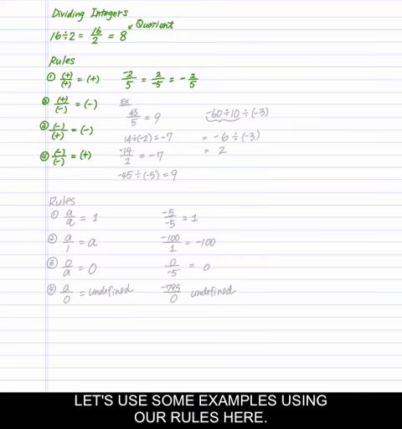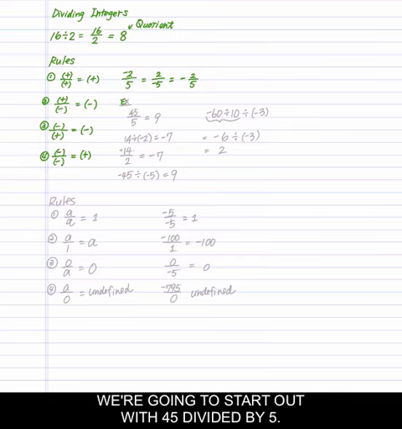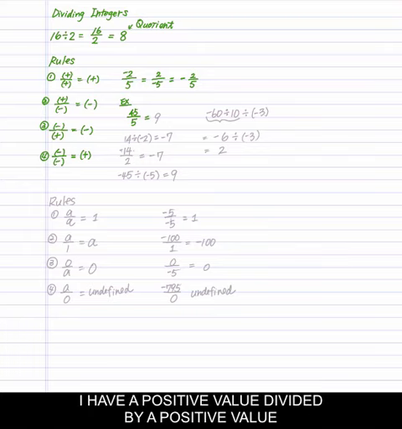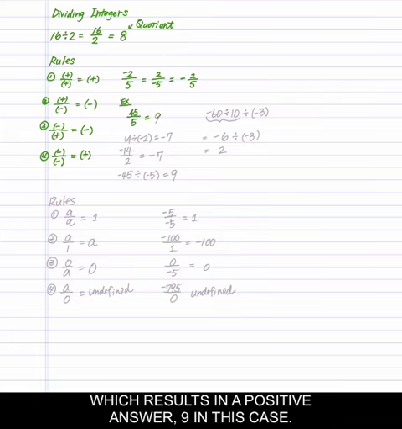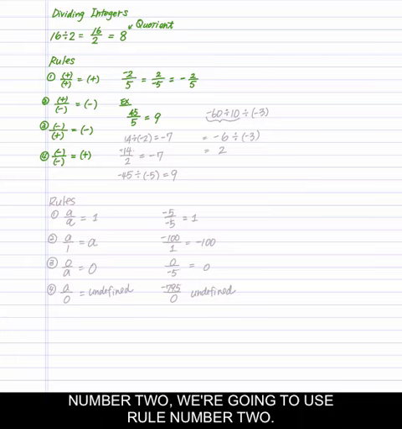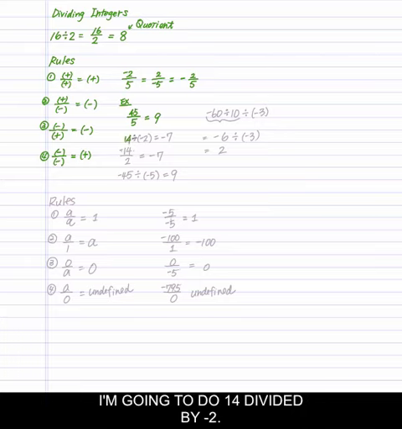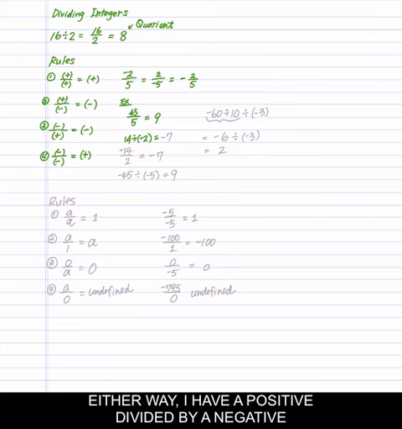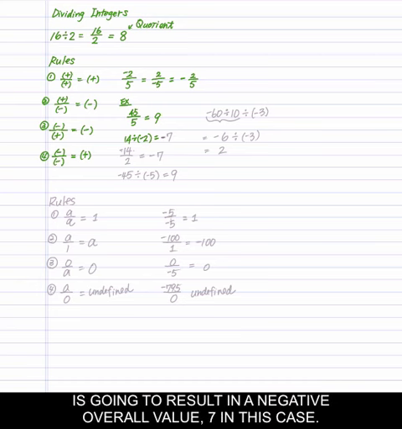All right, let's do some examples using our rules here. We're going to start out with 45 divided by 5. Now, please note, I know that you know that the answer is 9, but I want you to note that I have a positive value divided by a positive value, which results in a positive answer, 9 in this case. Number 2, we're going to use rule number 2. I'm going to do 14 divided by negative 2. And notice I'm using both notations. I have the fractional one as well as the division one. Either way, I have a positive divided by a negative. It's going to result in a negative overall value, negative 7 in this case.